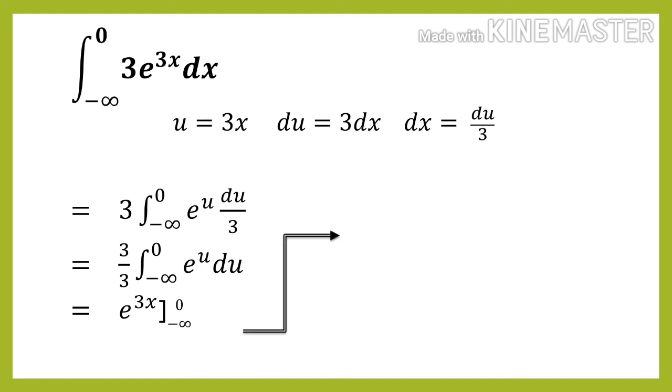So it would be e raised to 3 times 0 minus e raised to 3 times negative infinity. 3 times 0 is 0, and e raised to 0 is equal to 1, and 3 times negative infinity is negative infinity. And take note, any number other than 0 or 1 raised to negative infinity is 0. e raised to negative infinity is 0. So 1 minus 0 is 1.